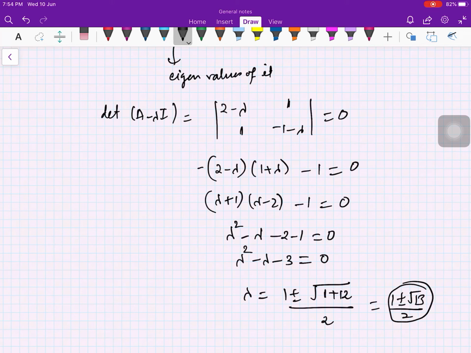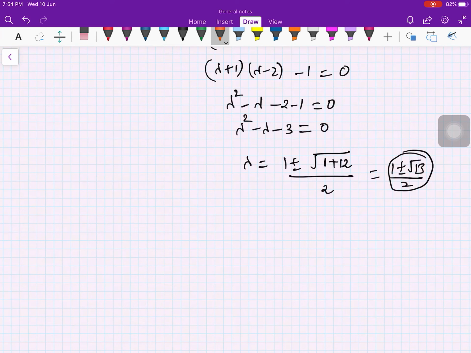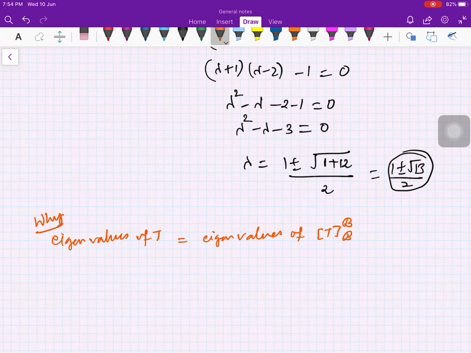So this is how we see that the eigenvalues of a linear map are associated with the eigenvalues of the matrix. And this question may pop up in your mind: how are these two equal, eigenvalues of T equal to eigenvalues of T beta beta? Can you think of why these are equal? Because this is what our earlier plan was. We wanted to have a matrix which completely relates to your linear map. So this matrix is nothing but this map only, just in a different notation.